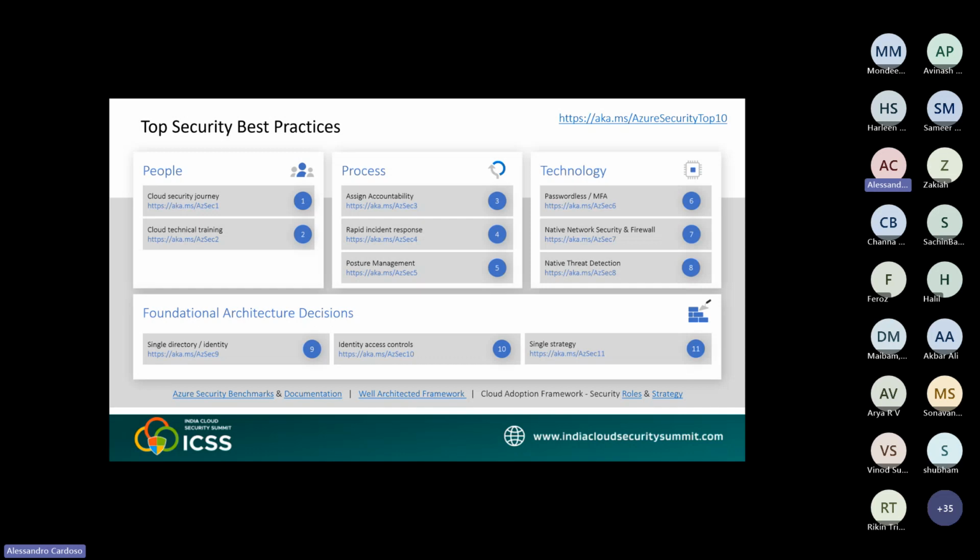And then below that, we have the foundational decisions, which is to make sure to standardize on a single directory. I keep pushing for this because I see no point in having dev, test, and production, each with different identities. It helps shadow IT people creating the same password for the 3, and that doesn't help security at all. Use identity-based access controls, move away from access keys.